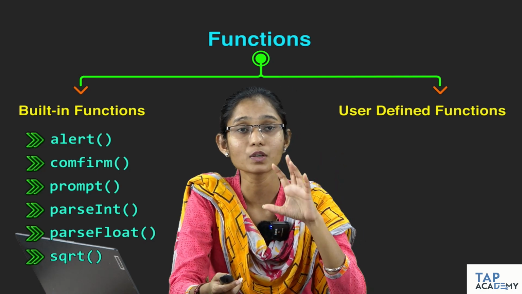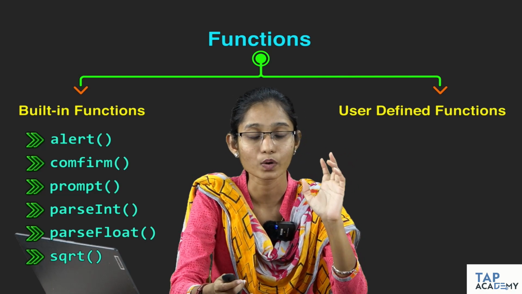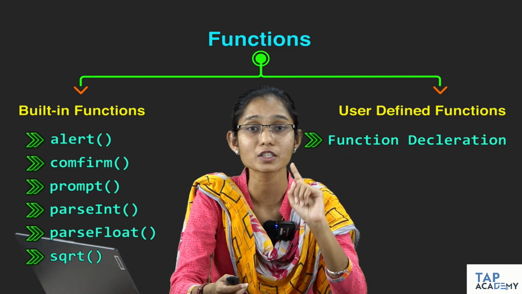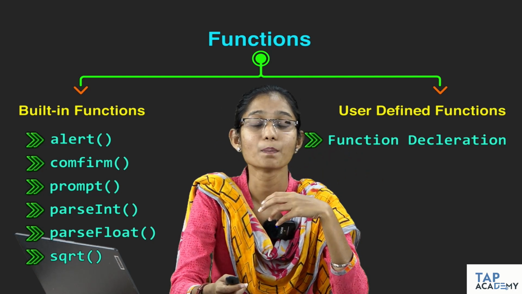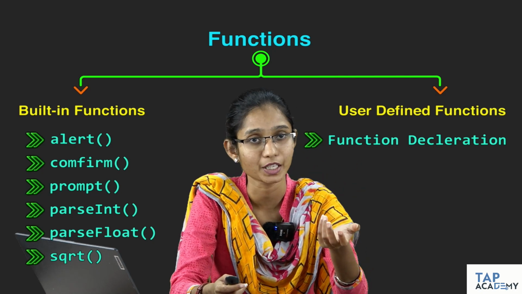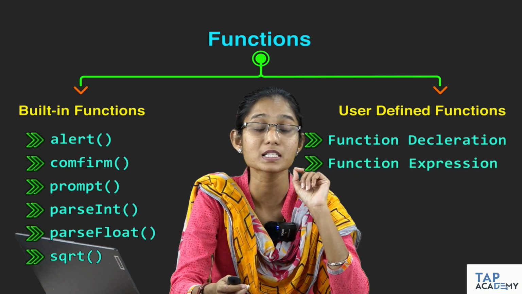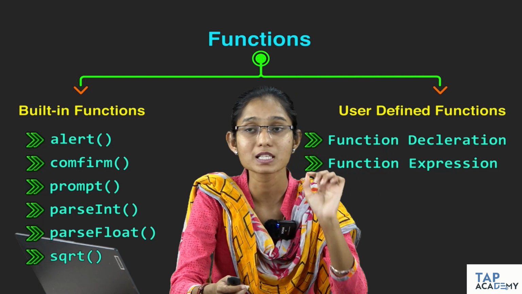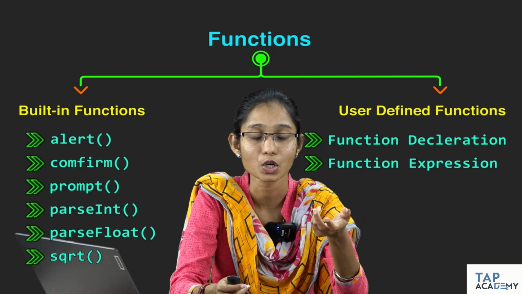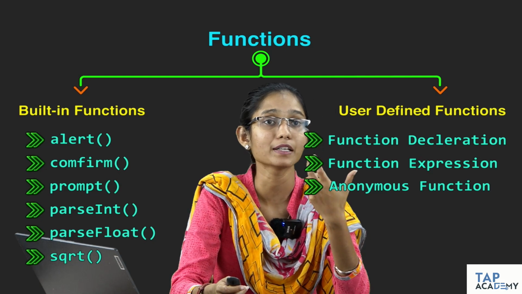So now it's time to see how we can create user defined functions. Okay, in the user defined functions, the first way that we can create one is a function declaration. By using this approach, we can create a function and perform the operations. Not only the function declaration, we also have something called a function expression as well. This is also one approach where we can create a function. We have one more type of user defined function, which is nothing but an anonymous function.